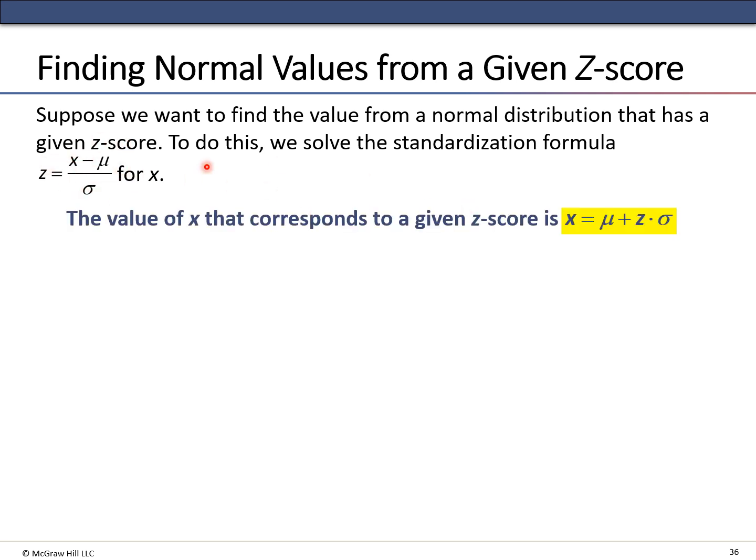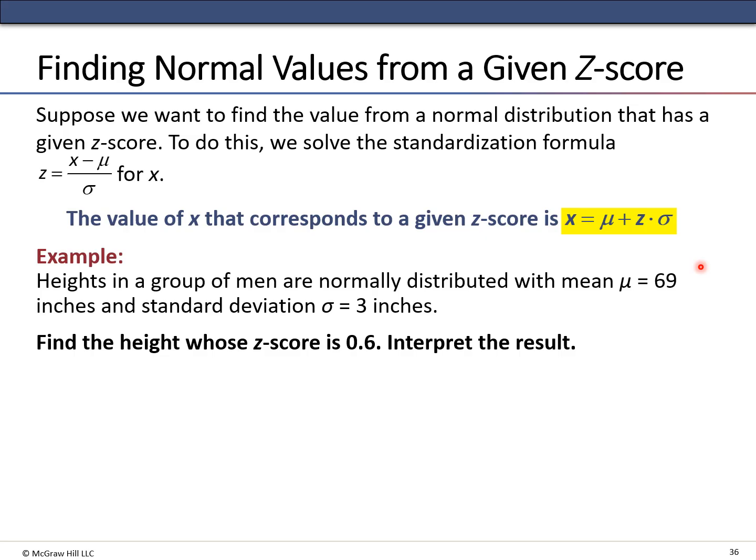If we do that, we multiply both sides by the standard deviation and get z times the standard deviation. Then we add mu to it, and so you can see we have a simple formula to calculate a value of x that relates to a specific z-score, again, which is the distance above or below in a number of standard deviations. So see if you can calculate this. Hit pause and try it.